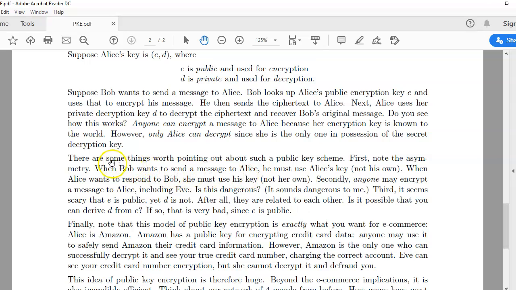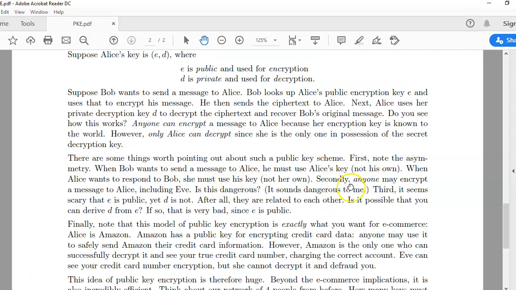Okay? So there are some things that are worth pointing out about this. First, please take note of the asymmetry. Public key schemes are also called asymmetric encryption schemes. When Bob wants to send a message to Alice, he must use Alice's key. This is always, always, always about the recipient of the message, not the transmitter. When Alice wants to respond to Bob, she must use Bob's key, not her own. So you're always changing keys because it's about the recipient, not the transmitter. So when Bob wants to send to Alice, he uses her key. When Alice wants to send to Bob, she must use his key, which is different.